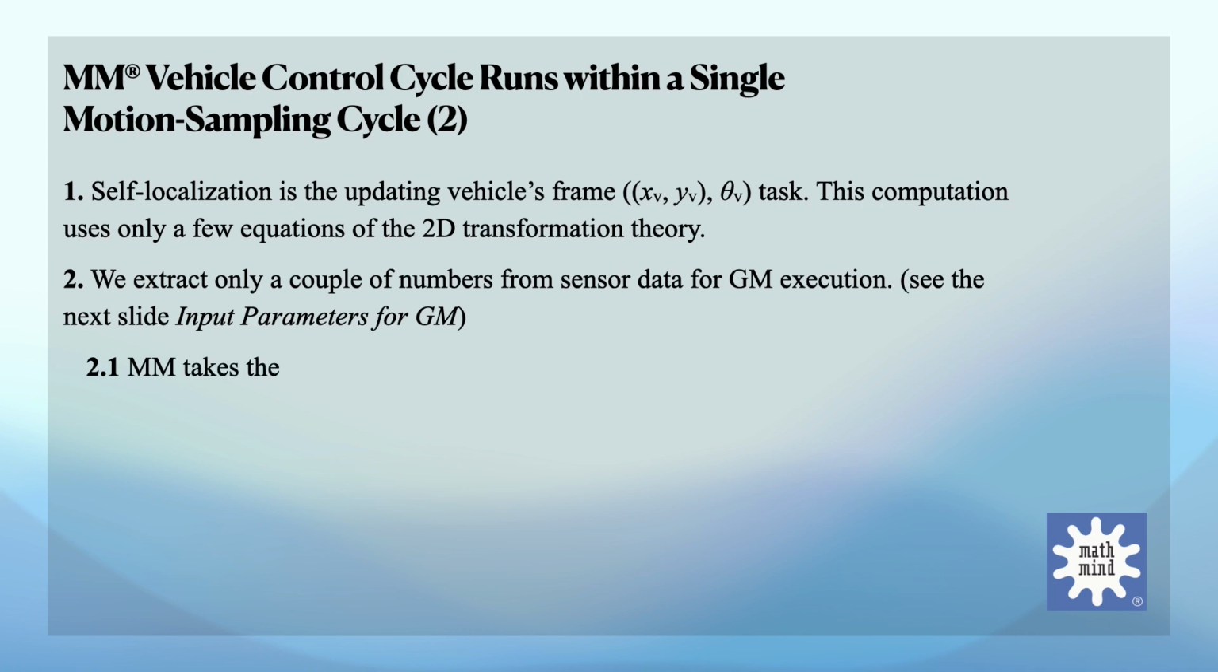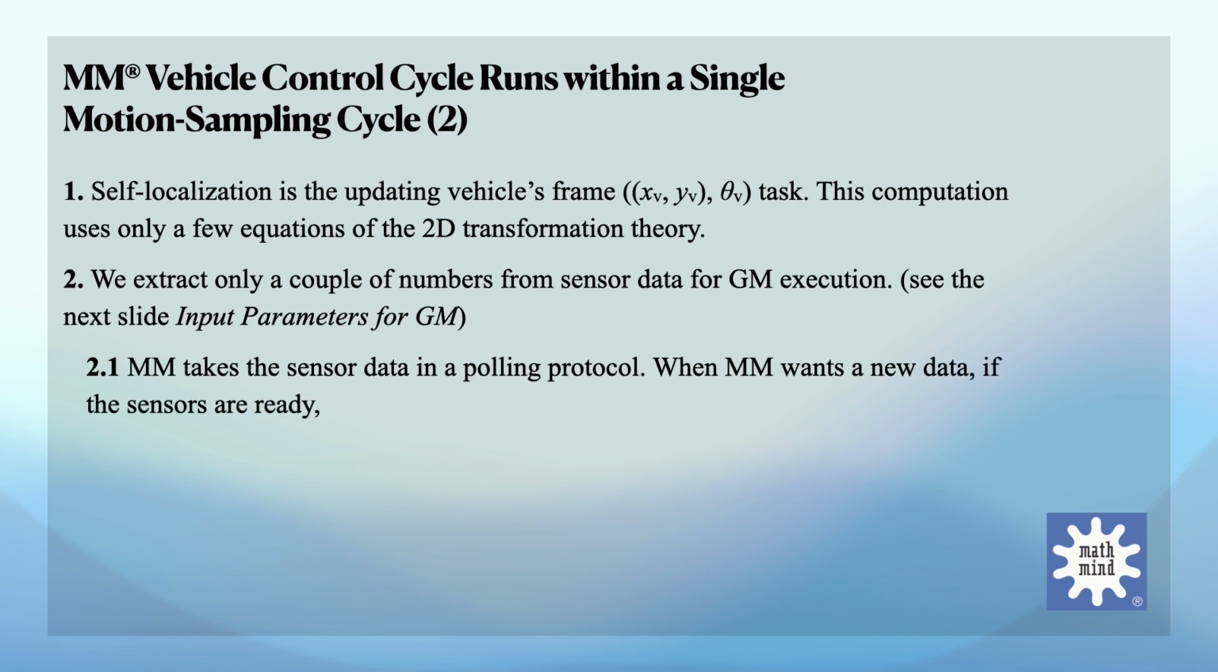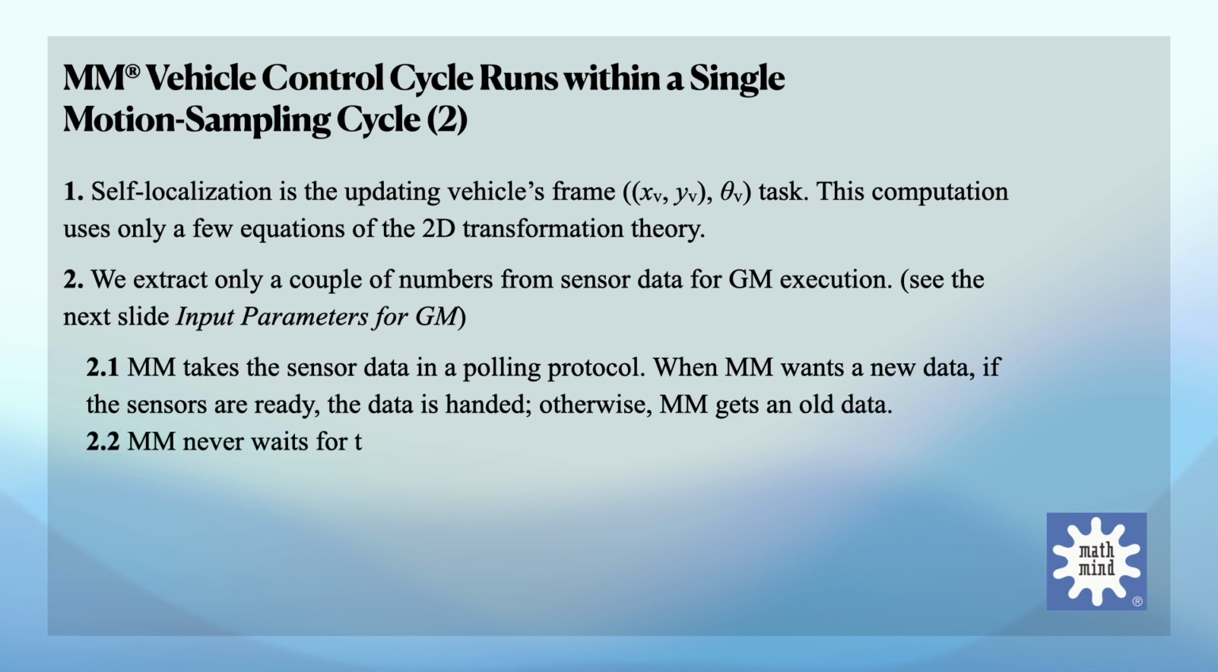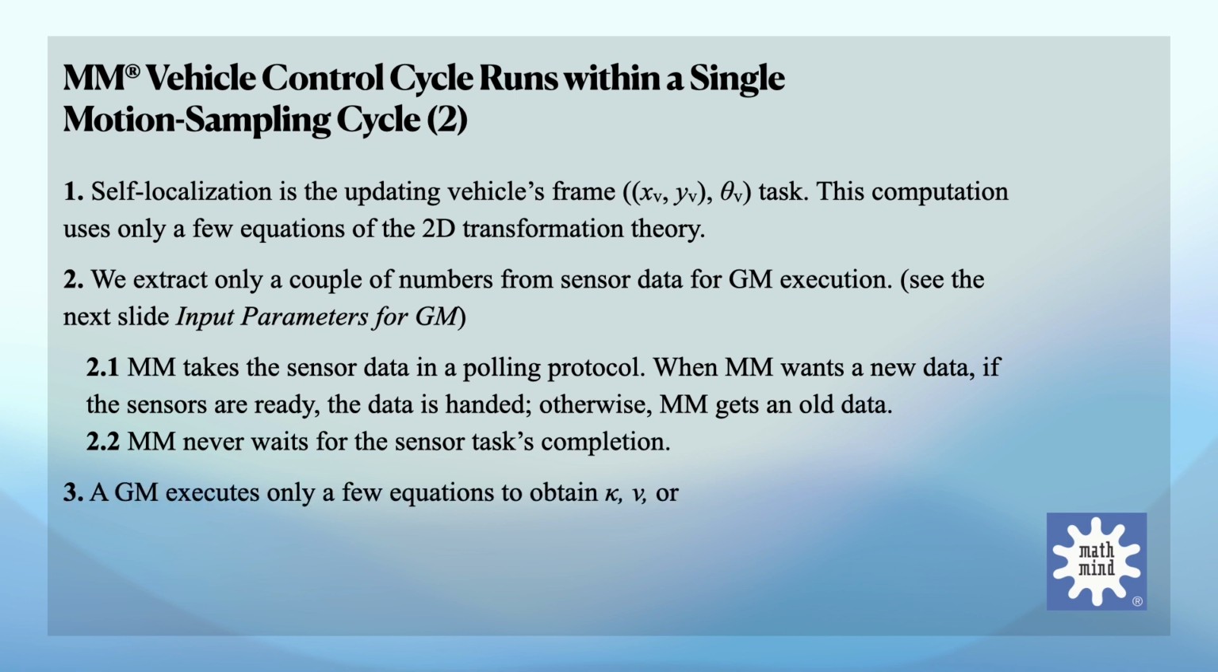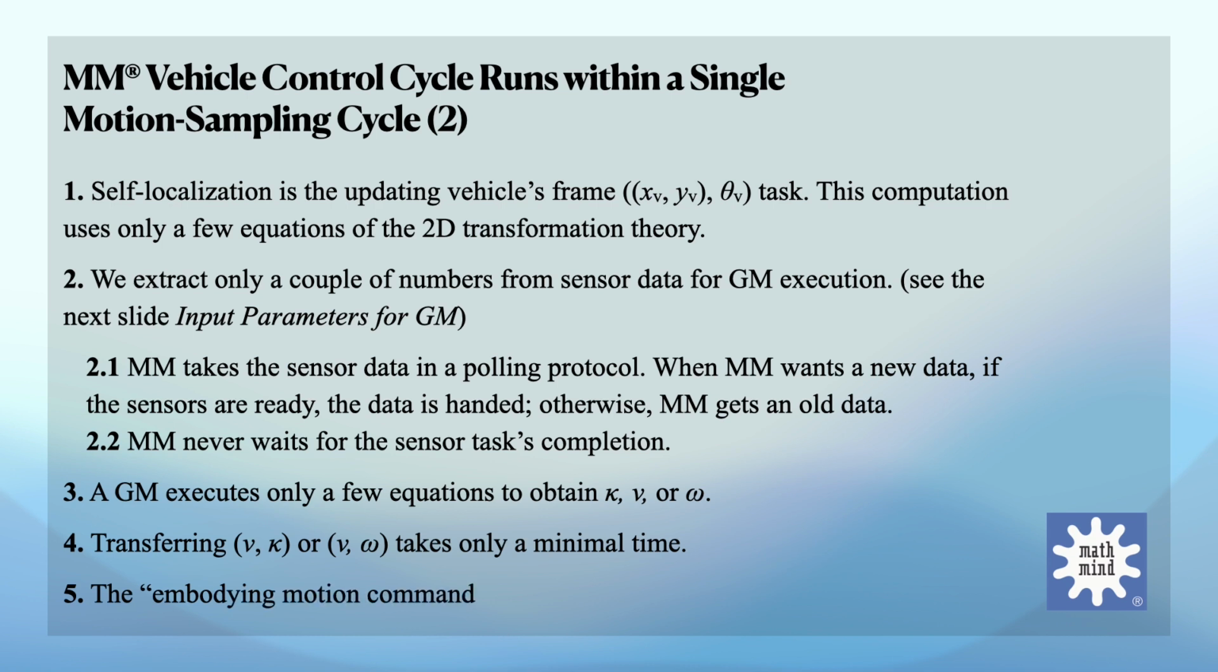2.1. GM takes the sensor data in a polling protocol. When GM wants a new data, if the sensors are ready, the data is handed. Otherwise, GM gets an old data. 2.2. GM never waits for the sensor task's completion. 3. A GM executes only a few equations to obtain kappa, V, or omega. 4. Transferring V, kappa, or V, omega, takes only a minimal time. 5. The embodying motion command task uses the rest of the motion sampling time.